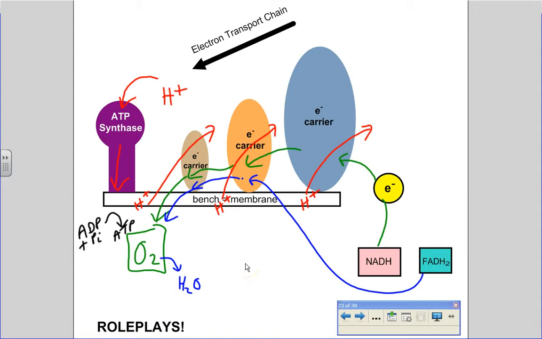So the goal of the light reactions was to generate ATP and NADPH, but only to make the dark reactions happen in photosynthesis. For cell respiration, on the other hand, the whole goal is for us to be able to get ATP, energy for our cells to do what they need to do. So we need to get lots of it. And that's it.